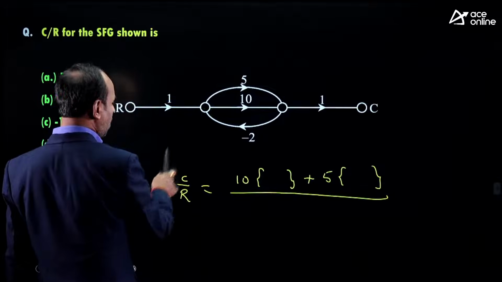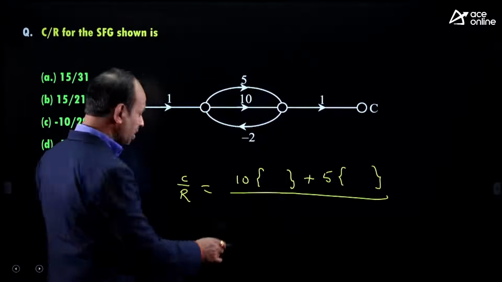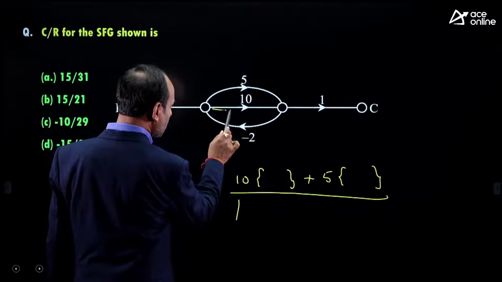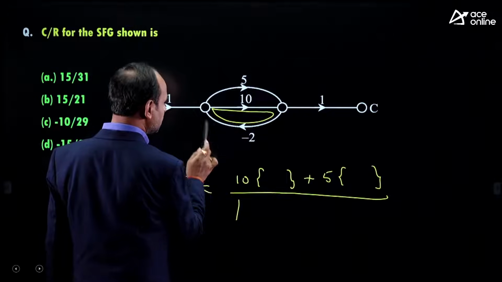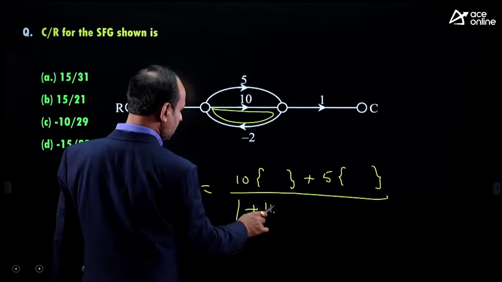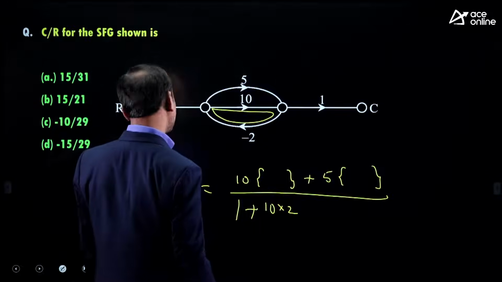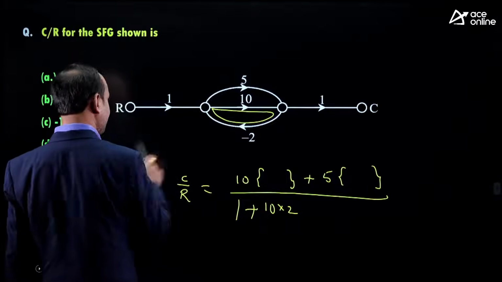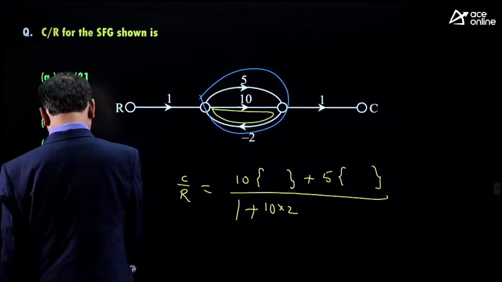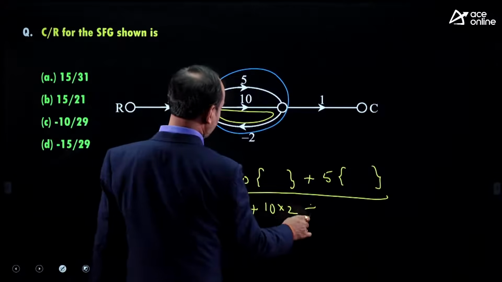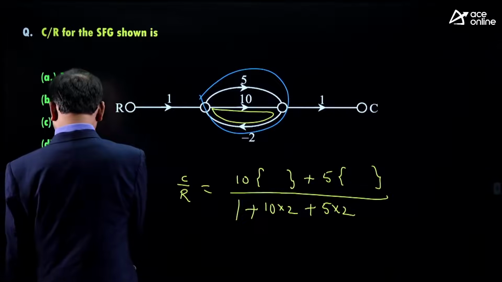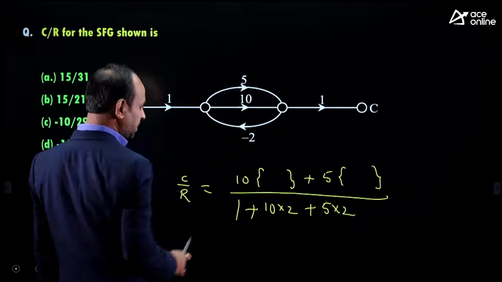After the forward paths, we have to write the loops in the denominator part. One compulsory. Now loops: shall I write this one as a loop or not? Starting point and ending point same? Yes, loop. Now, while writing individual loops, opposite sign: 10 into 2, the product of 10 and 2. This is the individual loop, loop 1. And one more loop is there, I will write it in a different color. It is also a loop, so this loop also has a minus sign. So what can I write? 5 into 2, plus 5 into 2. There is no concept of two non-touching loops here. Both loops are touching each other.